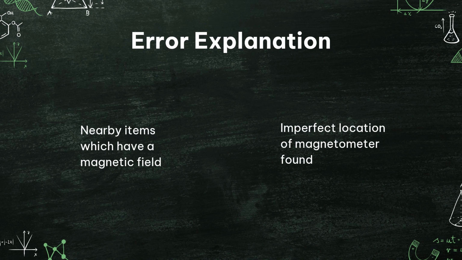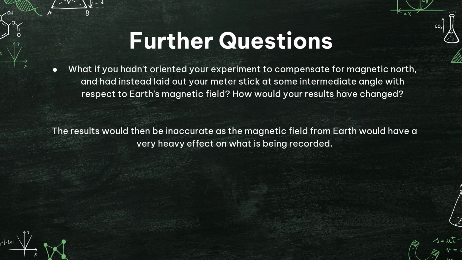Now there's a few reasons for this discrepancy, one being nearby items could have a magnetic field which skew the results, and then also we could have not found the exact location of the magnetometer, which will make it slightly off. And then I also could have messed up something small in my coding or in my calculations. There's always room for error there. Now here's another reason where you could go wrong on this lab, where if you don't compensate for the magnetic north and just lay out your meter stick anywhere, your results are definitely going to be inaccurate, since the magnetic field from the Earth is going to have a pretty heavy effect on what you're recording.